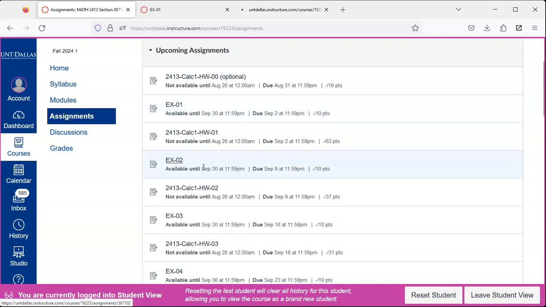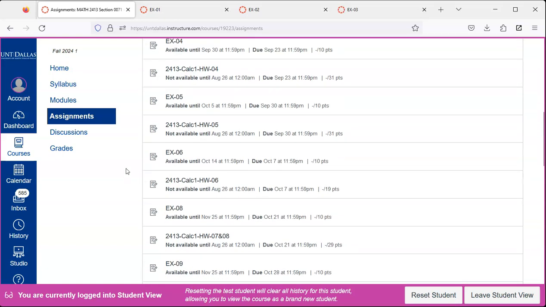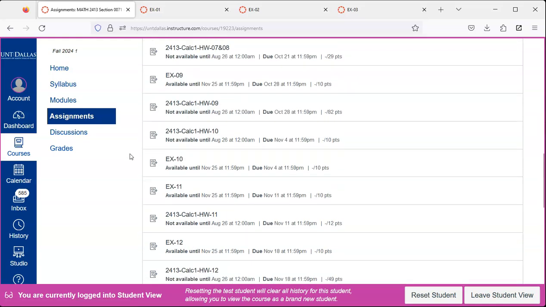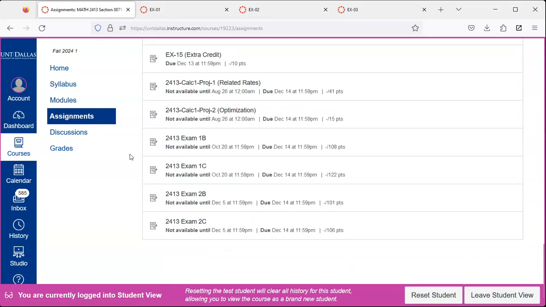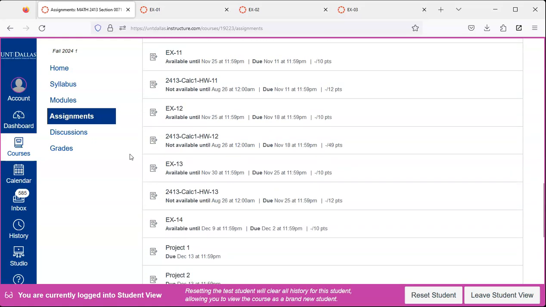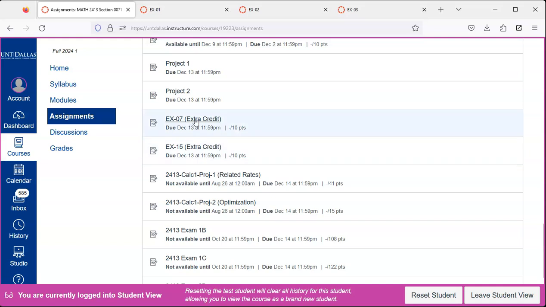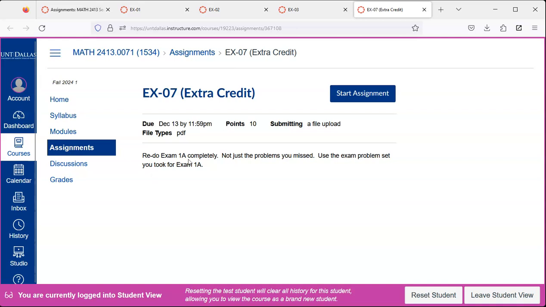Exercise 1, exercise 2, exercise 3, those kind of things, up to exercise 6, and then no EX7. EX7 is way back. Where is it? EX7 is way back here, but it's extra credit, and it's due on December 13th, end of the semester, so it's way back here, but it's still there. Let me show you. It's just exam redo.